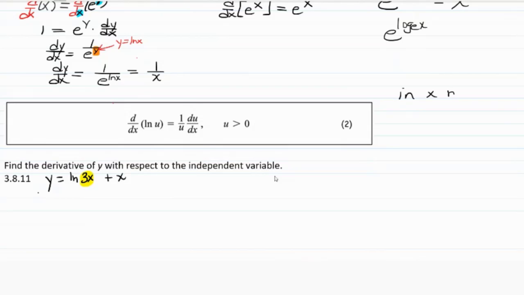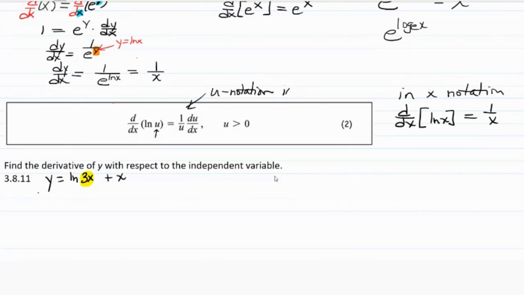In x notation, the new rule we have is the derivative with respect to x of the natural log of x is equal to 1 over x. Remember, all this u notation incorporates the chain rule into the notation. So what we're saying is if you take the derivative with respect to x of the natural log of any function u, that's going to be 1 over that function, 1 over u, times the derivative of that function with respect to x. It incorporates the chain rule right into the formula.